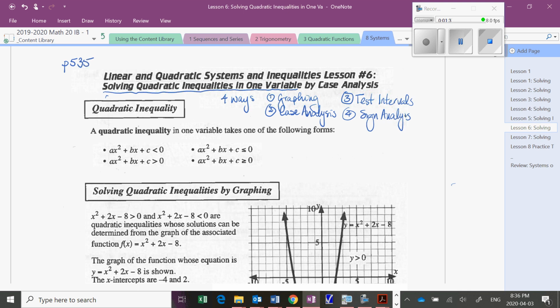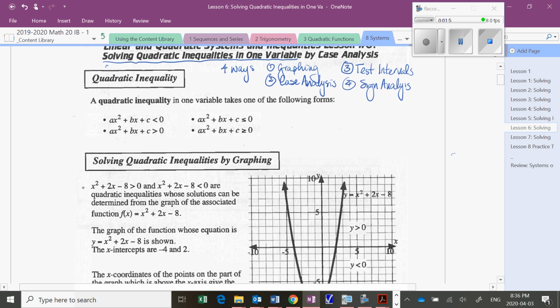So what does it look like? There's our quadratic in general form, ax squared plus bx plus c, and that quadratic is either less than 0, greater than 0, less than or equal to 0, or greater than or equal to 0. You can see an example right here, x squared plus 2x minus 8 greater than 0. There is just one single variable. So that's how we recognize that we're dealing with a quadratic inequality in one variable.